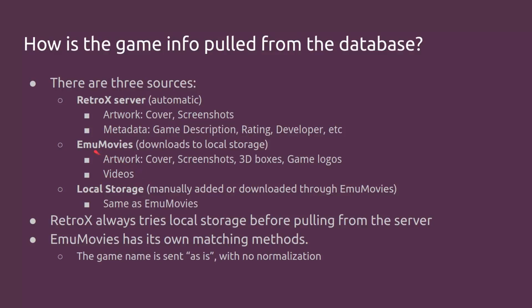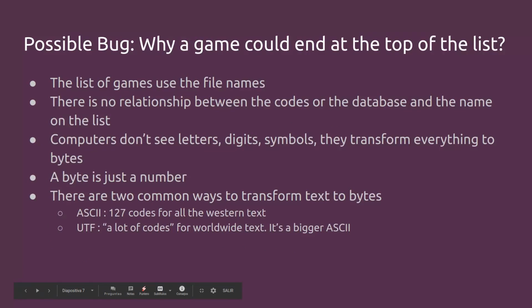Now, if you use Emu Movies, it uses another way of matching the names. So I only send the names as is. I don't use any type of code. I just send the names and Emu Movies finds the artwork for that game. They use their own matching code.